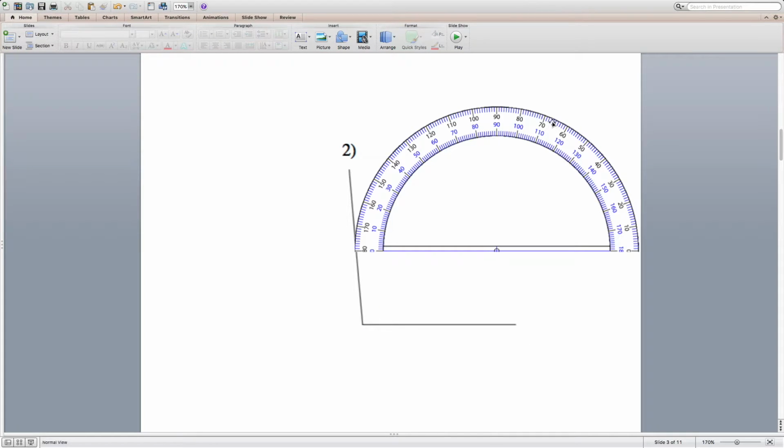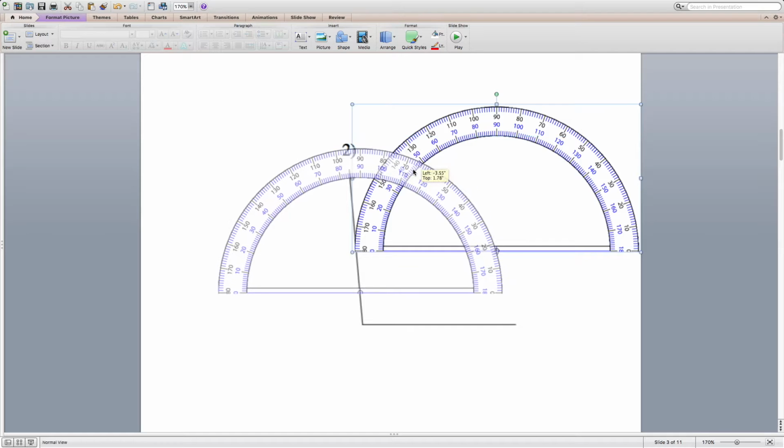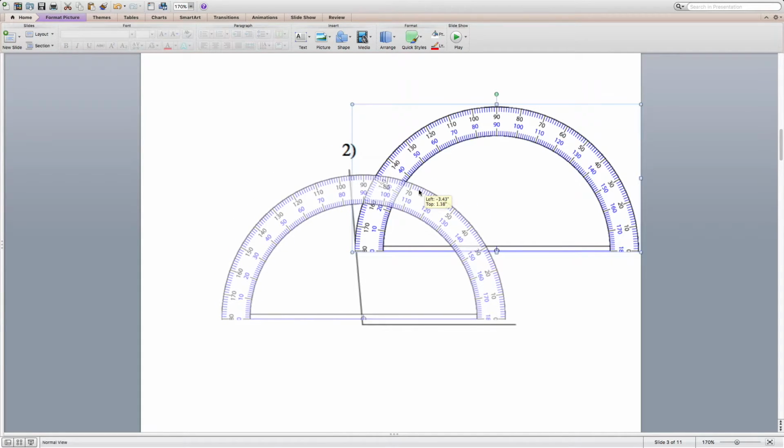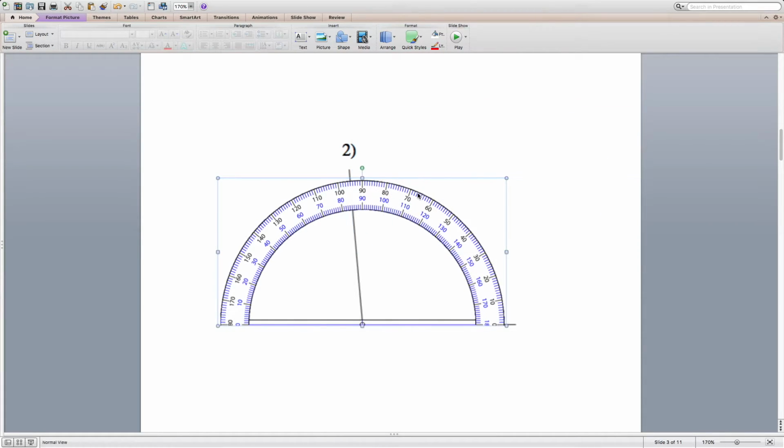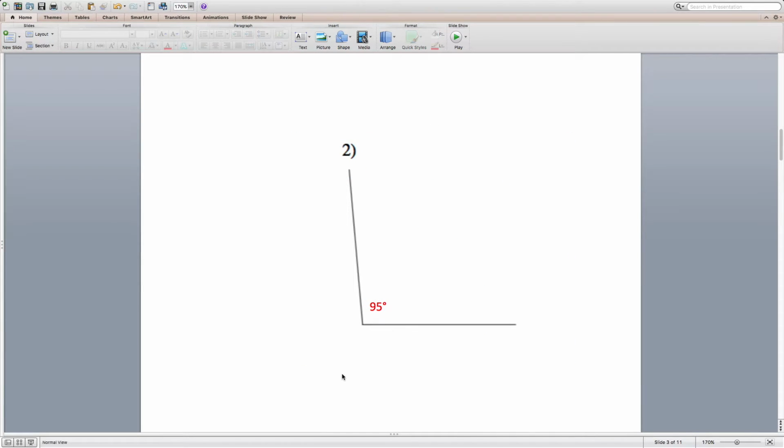Now let's look at number 2. Let's line our protractor up, like I've explained, where one ray intersects the 0 tick mark, and then the other ray will intersect at some degree. Now in this case, starting at 0 and counting up to the angle, we go past 90 by 1, 2, 3, 4, 5 tick marks. Each tick mark represents 1 degree, so this is 95 degrees. So the answer in number 2 is 95 degrees.